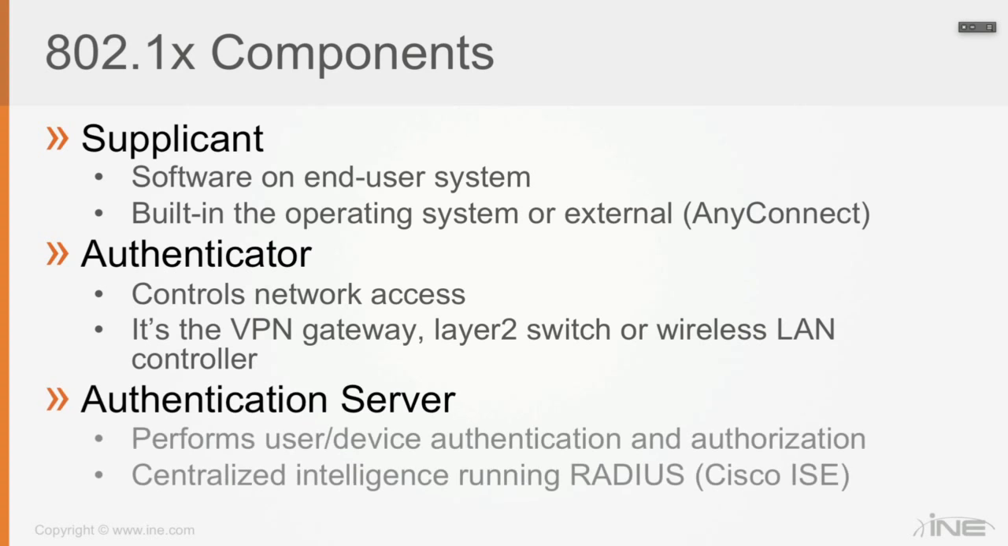And in the end, there's the authentication server, which is nothing else but Cisco ISE. It is the device which receives the credentials from the user, validates them, and grants specific authorizations to control what that user can access in the network.